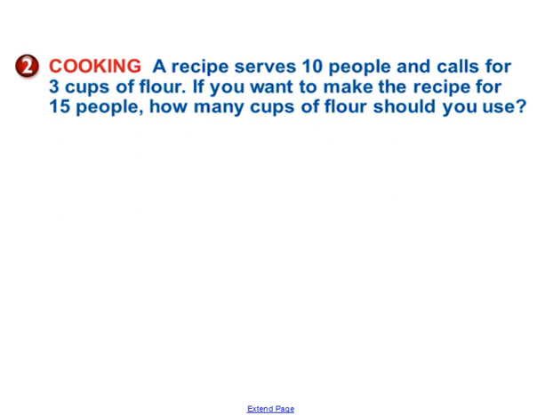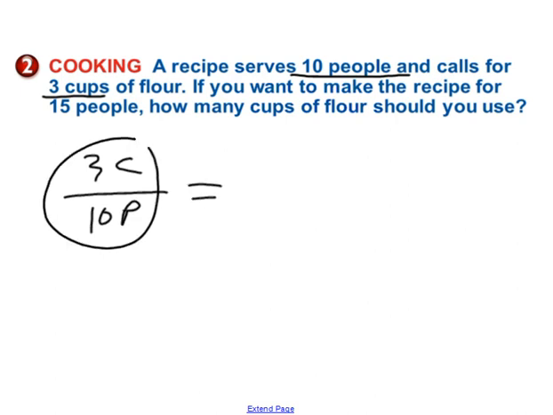Cooking. A recipe serves 10 people and calls for 3 cups of flour. If you want to make the recipe for 15 people, how many cups of flour should you use? Well, I'm going to find the ratio that's given to me when it says 10 people can be served and it calls for 3 cups of flour. So I'm going to say 3 cups of flour to 10 people is going to be equal to, that's my rate, that's my ratio, X number of cups, an unknown number of cups, over 15 people.